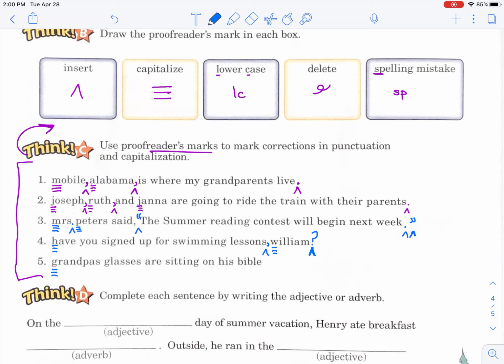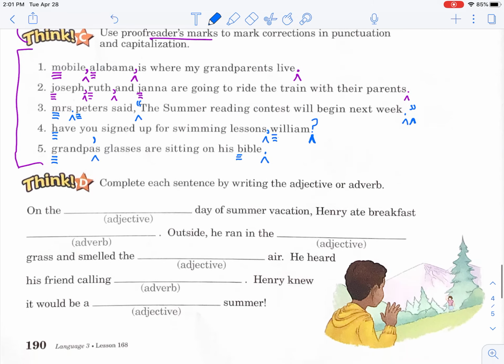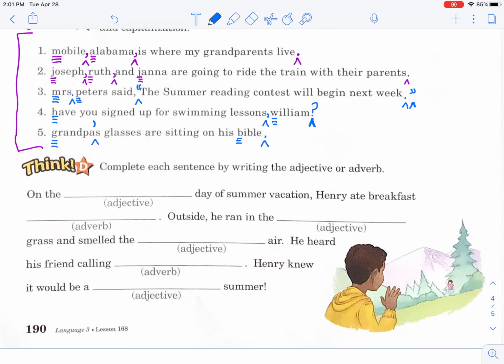So grandpa's, capital only because it's the beginning of a sentence, and they belong to grandpa. So what does it need? Grandpa's glasses, it needs an apostrophe because it's possessive. It's grandpa's glasses are sitting on his Bible. Bible is the name of the most special book ever printed. So titles of books get a capital, and it is a regular declarative, so it needs a period at the end. Woo, good job. Okay, finish strong. And then we'll say goodbye to our book. Goodbye, book. Goodbye.